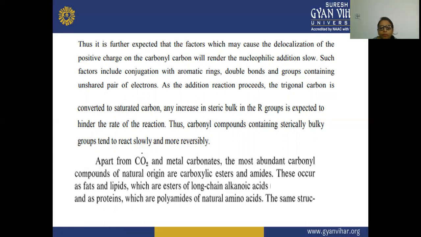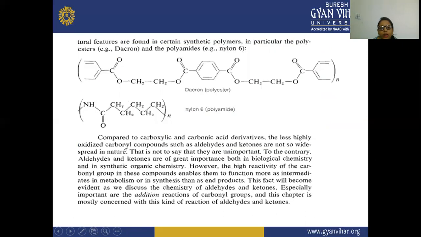Apart from CO2 and metal carbonates, the most abundant carbonyl compounds of natural origin are carboxylic esters and amides. These occur as fats and lipids, which are esters of long chain alkanoic acids, and as proteins, which are polyamides of natural amino acids. The same structural features are found in certain synthetic polymers. These are the polyesters; this is Dacron polyester, and this is a polyamide, that is nylon.